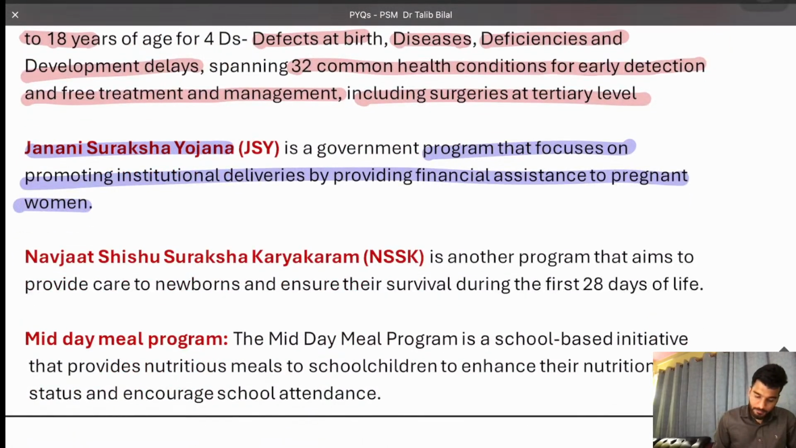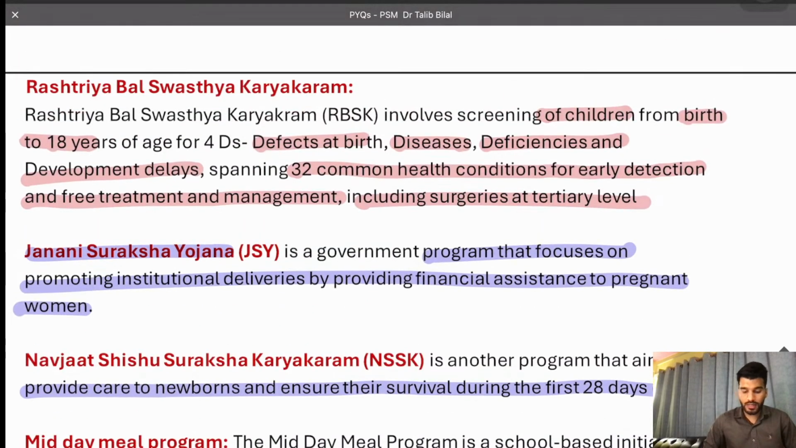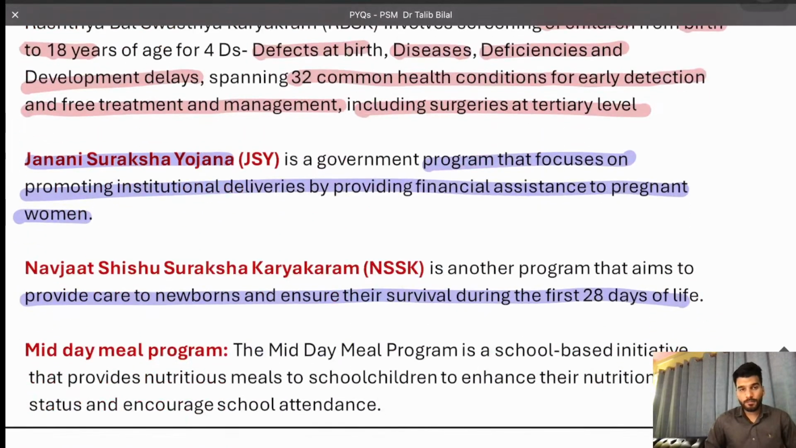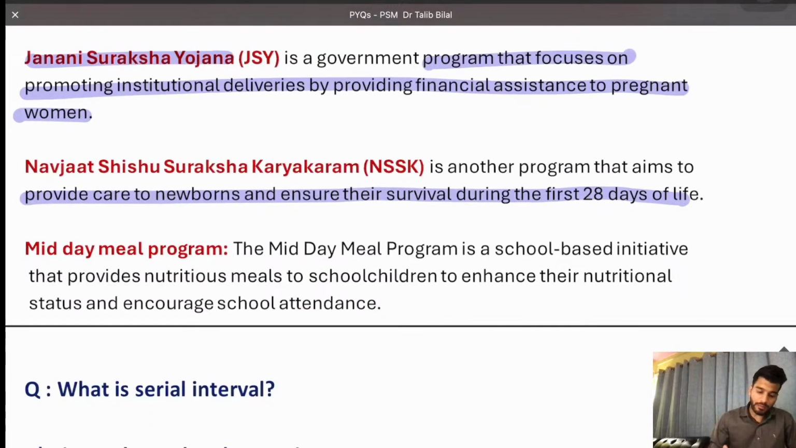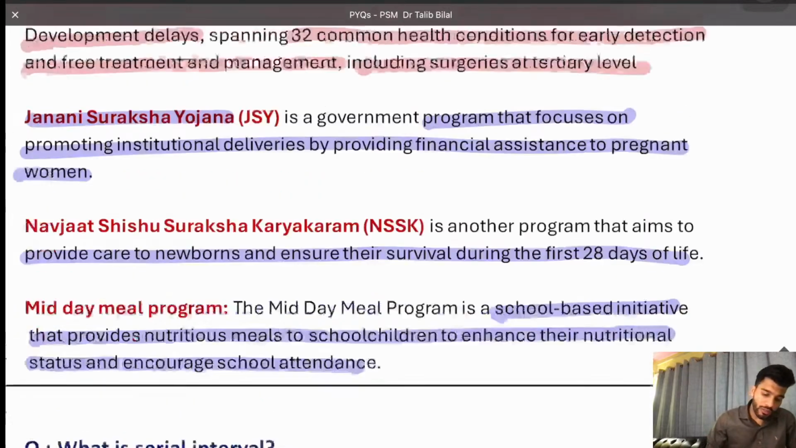Then NSSK, it's Navjaat Shishu Suraksha Karyakram. It's a program that aims to provide care of newborns and ensure their survival during the first 28 days. So for the first 28 days, you remember NSSK; for 0 to 18 years, you remember Rashtriya Bal Swasthya Karyakram; for pregnant ladies, you remember JSY. And the midday meal program, guys, is a school-based initiative that provides nutritious meals to school children to enhance their nutritional status and encourage school attendance. So this was all about these programs.